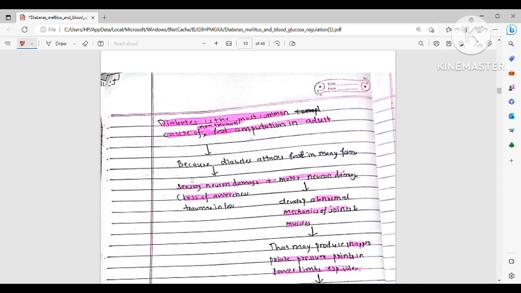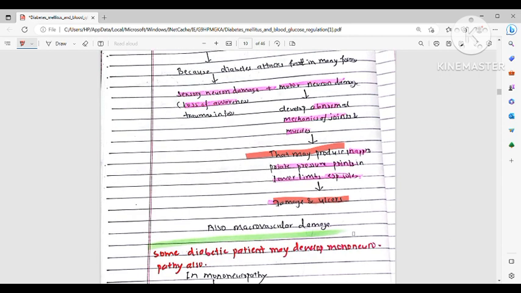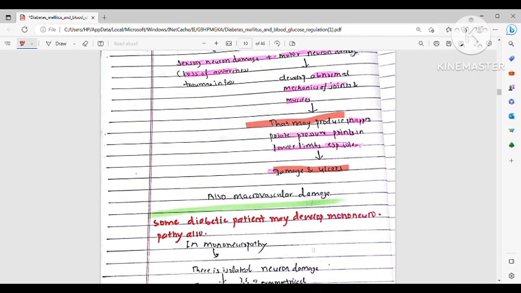Diabetes is the most common cause of non-traumatic foot amputation in adults, because diabetes attacks the foot in many forms: sensory neuron damage plus motor neuron damage. Sensory neuron damage leads to loss of awareness, and motor neuron damage leads to abnormal mechanics of joints and muscles that may produce inappropriate pressure points in the lower limbs, especially in the soles, causing damage and ulcers of the legs. Also there will be macrovascular damage.